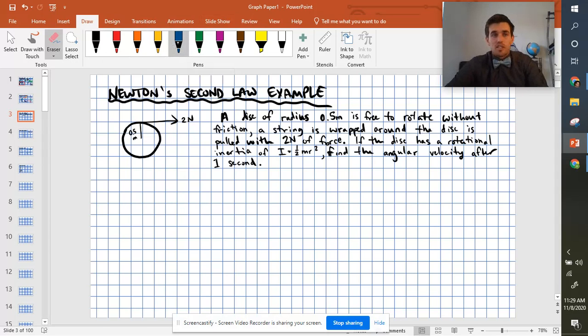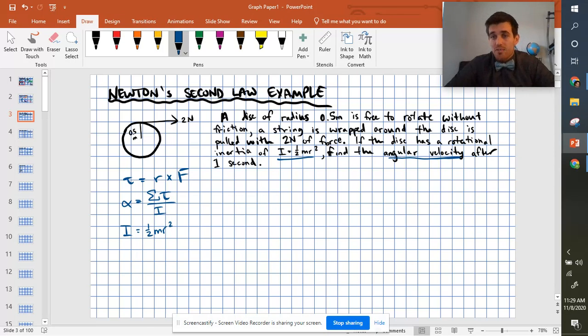So a lot of stuff going on here, but the first thing that we need to start recognizing is which equations we can use. So this definitely talks about torque, and we know that torque is equal to R times F. It's also talking about finding the angular velocity, which means this is probably a kinematics problem, and we're probably going to need to figure out the angular acceleration. So the formula for angular acceleration is the sum of the torques over the rotational inertia.